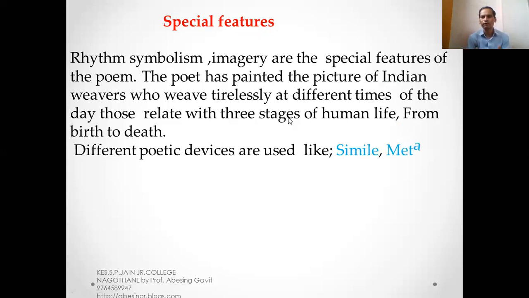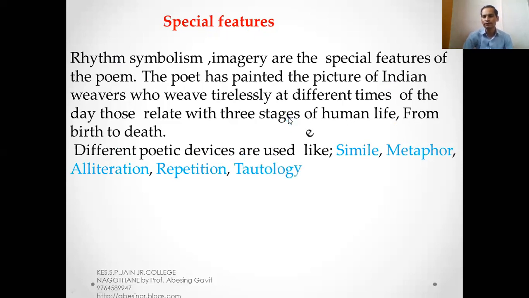Here they were weaving tirelessly, not getting tired, doing their work. From morning to late in the evening, or in the night also they were weaving. So tirelessly they were weaving at different times. And those relate with the three stages of human life, from birth to death. The description of these three stages is given by the poetess, and that's why we can say this is the special feature of this poem.